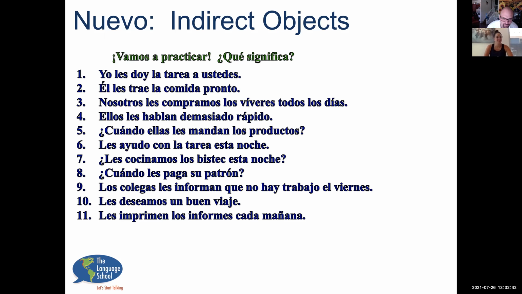Okay. Les ayudo con la tarea esta noche. I will help you all with the homework tonight. Les cocinamos los bistec esta noche. We will cook for you all the steak tonight. Cuando les paga su patrón? When will the boss pay you all? Good. Los colegas les informan que no hay trabajo en el viernes. Your colleagues tell you all that there is no work.